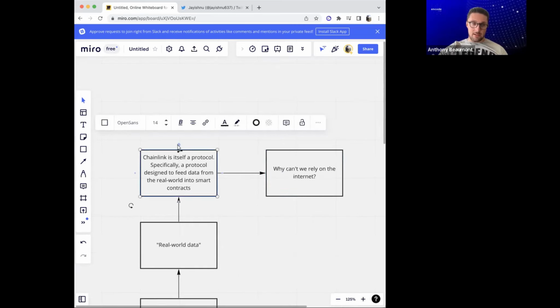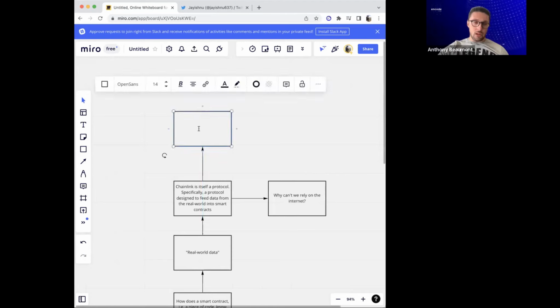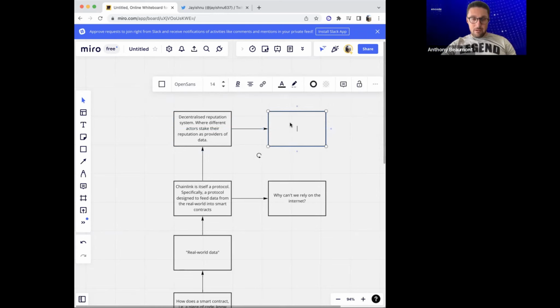So what is Chainlink actually doing? Where is it getting its data from? Well, what we have is effectively a decentralized reputation system where different actors stake their reputation as providers of data. We then, as a network, decide who are good sources of data and constantly reevaluate. The result is a decentralized source of truth.